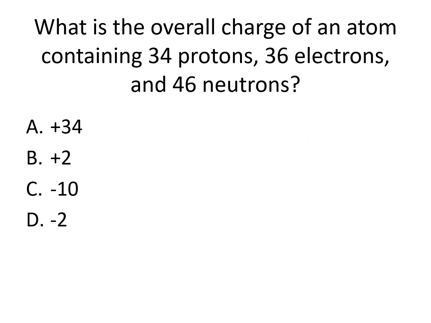What is the overall charge of an atom containing 34 protons, 36 electrons, and 46 neutrons? Is it A, plus 34, B, plus 2, C, minus 10, or D, minus 2?